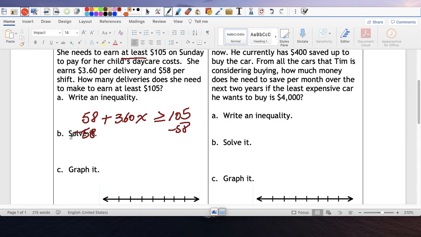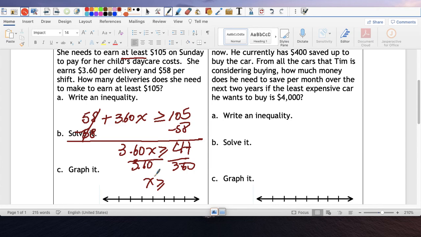Minus 58 on both sides. Those two go away. 3.60x is what she makes. 3.60 is what she makes per delivery. And 105 minus 58 equals 47. We're going to divide both sides by 3.60. And x is greater or equal to 47 divided by 3.60, which is 13.05.